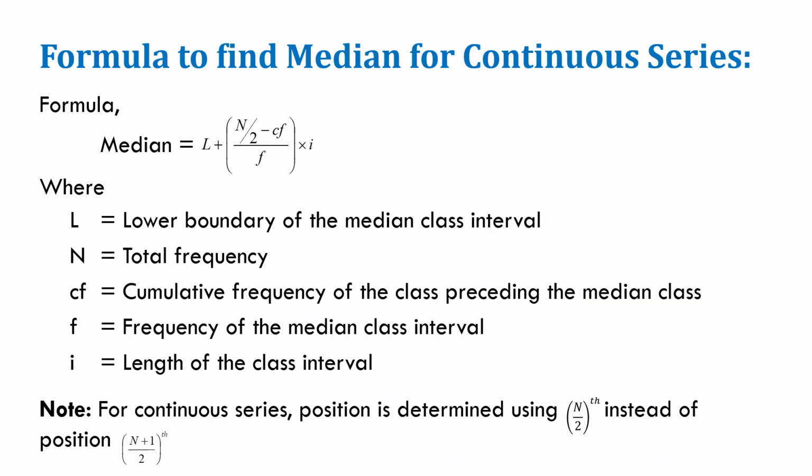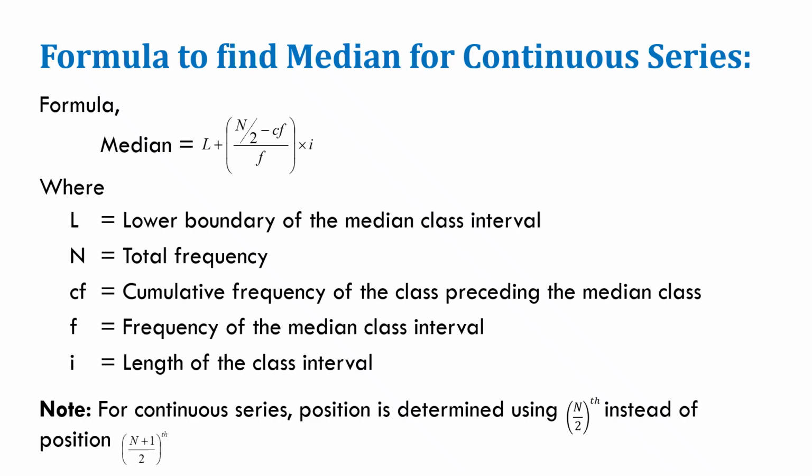Next, we have to calculate the cumulative frequencies. From the cumulative frequency, we select the frequency that is just greater than or equal to n by 2. The corresponding class interval is referred to as the median class interval. In the median class, we take the L value, that is the lower boundary of the median class interval. L denotes the lower boundary of the median class interval, and n is nothing but the total frequency. Cf denotes the cumulative frequency of the class preceding the median class.